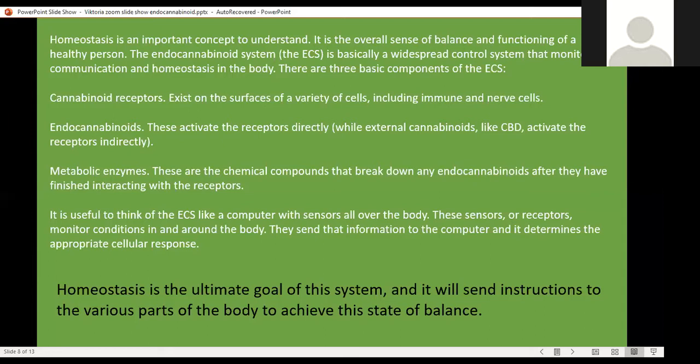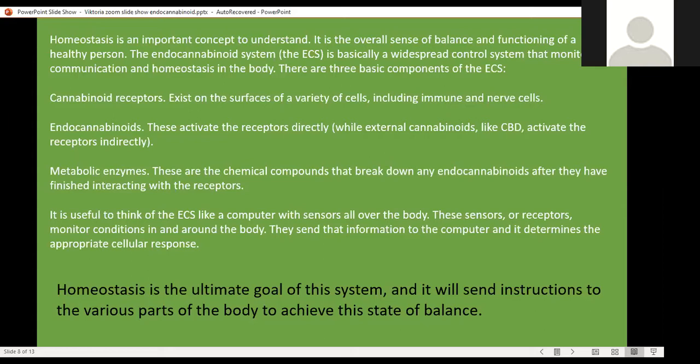Cannabinoid receptors exist on the surface of a variety of cells, including immune and nerve cells. Endocannabinoids activate the receptors directly, while external cannabinoids, like CBD, activate the receptors indirectly. Metabolic enzymes are the chemical compounds that break down any endocannabinoids after they are finished interacting with the receptors.